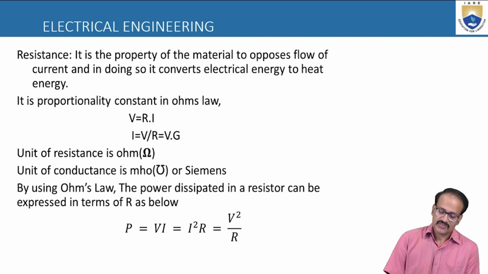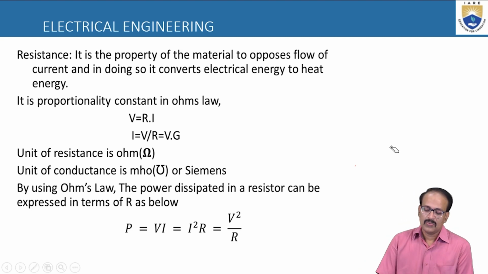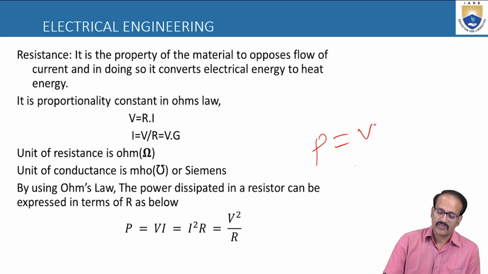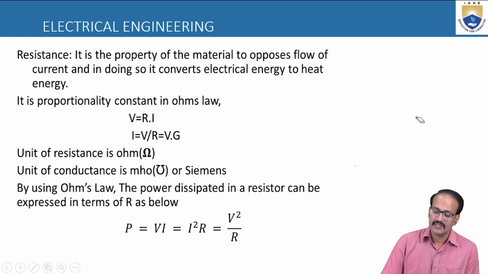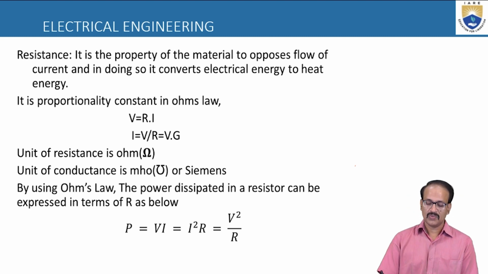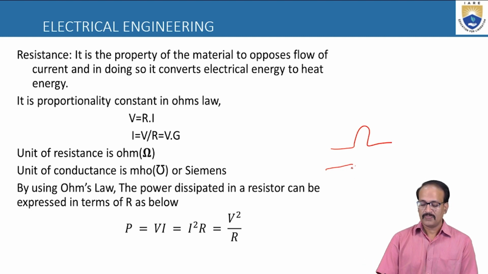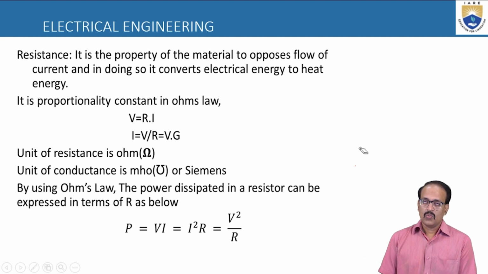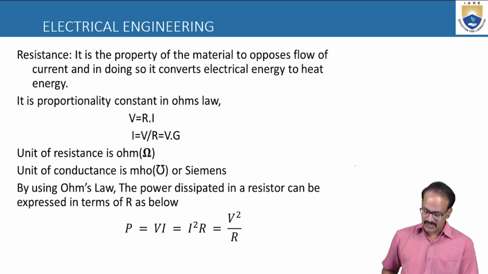We have already discussed Ohm's law in the previous class. It states that the current in a conductor is proportional to the applied voltage. Power is nothing but the product of the voltage and current, and we can also write it as I square R or V square by R. The symbol for resistance will be like this, and conductance should be exactly the reverse. The units are ohms for the resistance and mhos for the conductance.